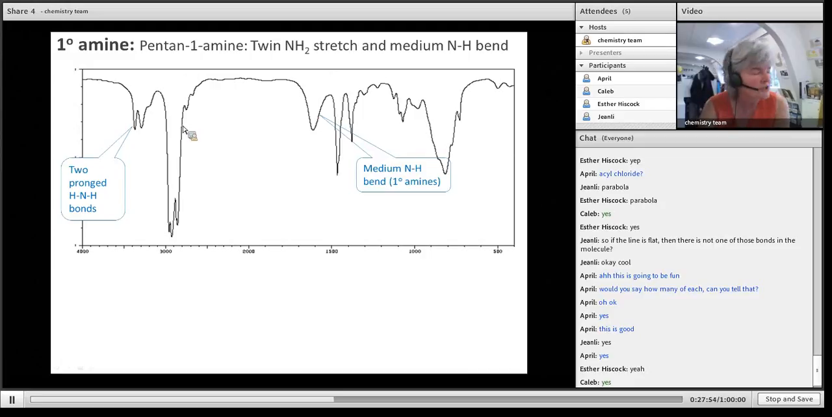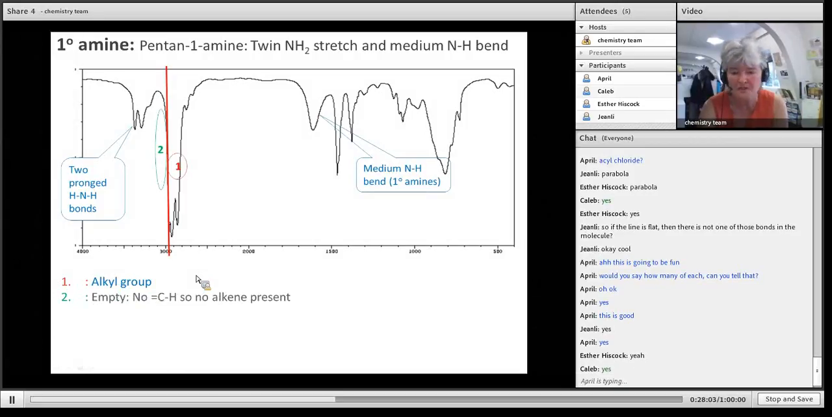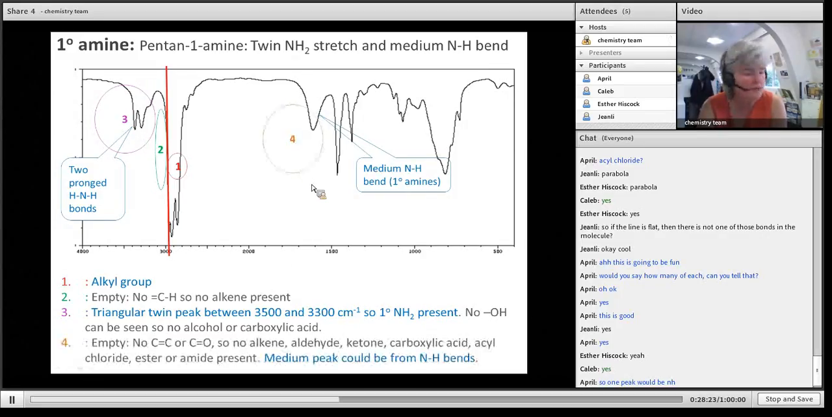Okay, so this is an amine, and you look over here. I've got no alcohol. I don't have a C double bond CH, but I have a twin peak, so I know I have an NH2 and not an NHR. It is an NH2. It'll be a primary amine. Okay, I see April's typing there, but I'll answer it when it comes up. And then you look in this area.